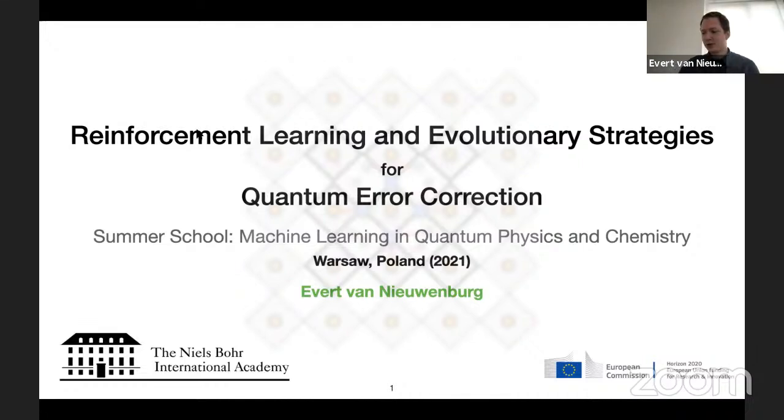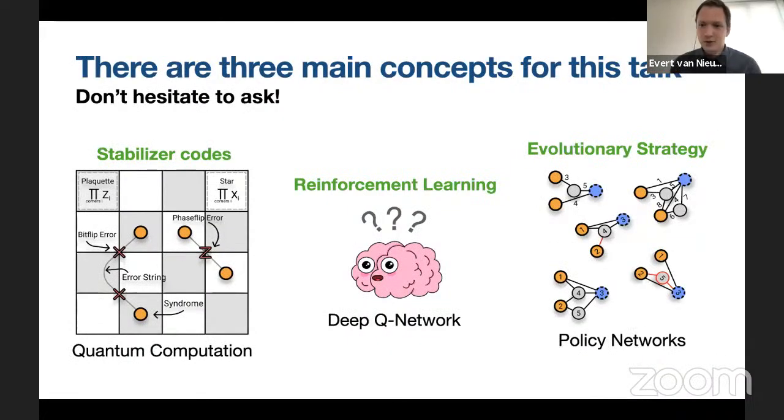And I want to just stress that please ask questions. Interrupt me whenever you want. I tried to structure this talk in 3 different parts, which you see here: stabilizer codes, reinforcement learning, and evolutionary strategies. And I expect that the middle part, which is going to be the stabilizer codes, will take a bit longer than the other 2. There will be small breaks in between, but don't hold your questions until the breaks if you have any.